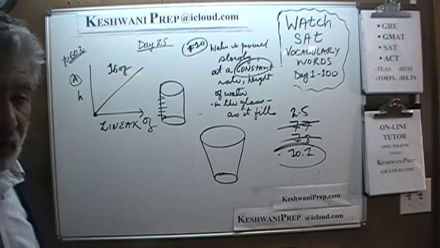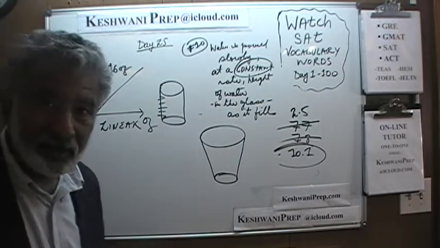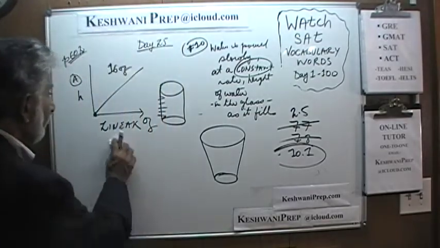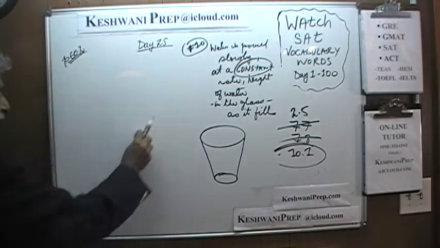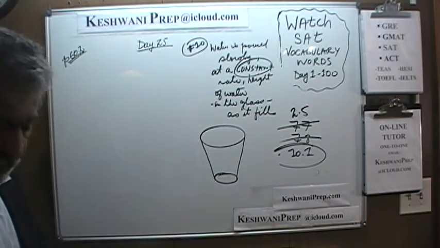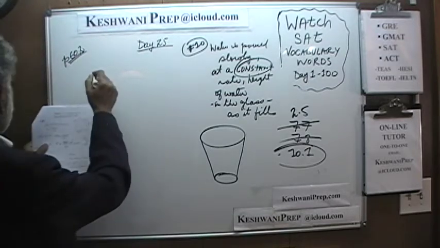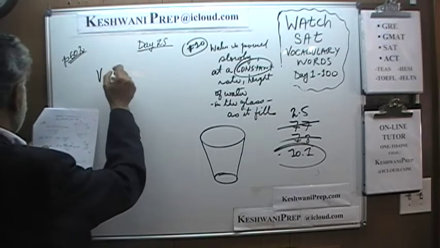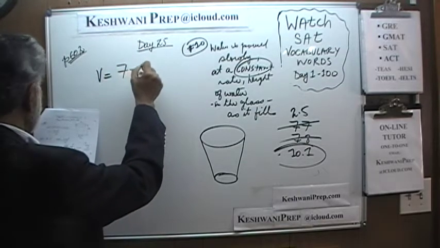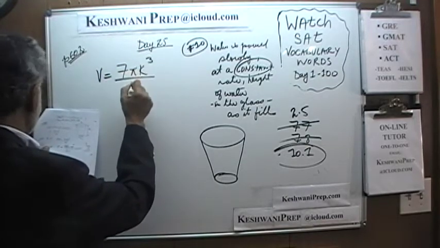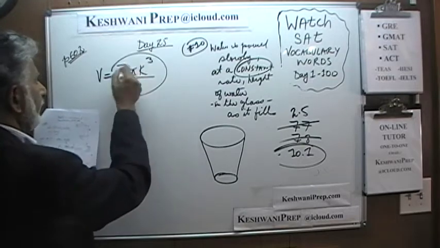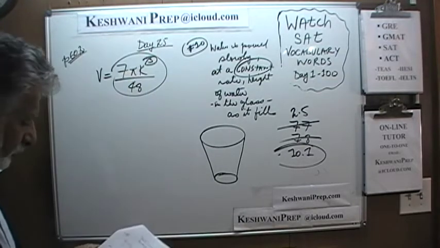The second thing that is wrong with it is that it is linear. The thing is definitely not linear because we just saw the equation of it. It was exponential. It was something like this, 7 pi k to the third, as you can see clearly. This thing is not linear.